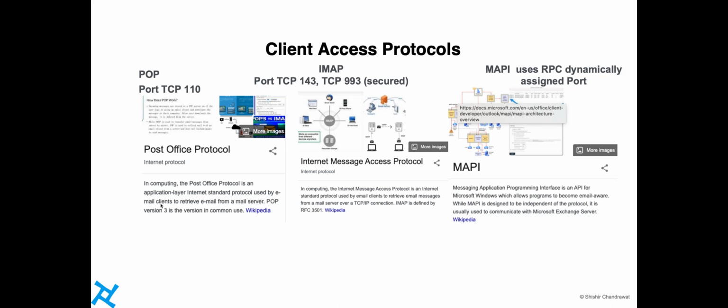Now the third protocol which we use is MAPI. Messaging Application Programming Interface is an API for Microsoft Windows, which allows programs to become email aware. While MAPI is designed to be an independent protocol, it is usually used to communicate with Microsoft Exchange Server. So Outlook is a MAPI client. What that means is Outlook is a MAPI-aware client, and it can use the MAPI protocol to get the emails from Microsoft Exchange.